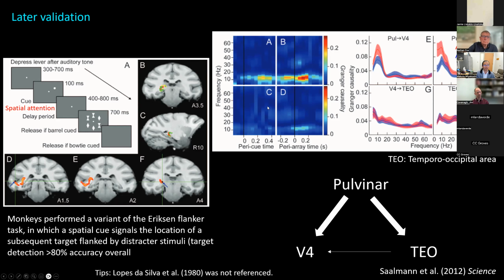And this ABCD is the time-frequency decomposition of this data. And you see, between the attention on and off conditions, when the top-down attention is on, there is always strong pulvinar to V4 Granger causality at around the alpha frequency range. So this is a great validation of the studies. But again, I noticed that those authors, these are apparently imaging researchers using MRI.